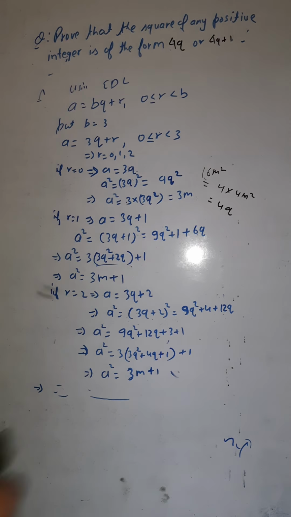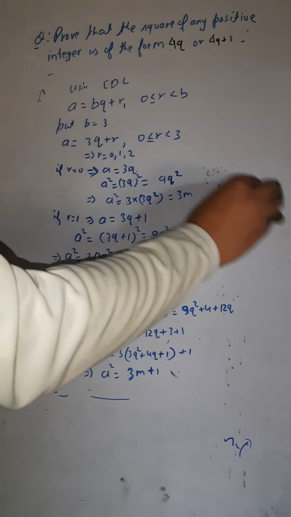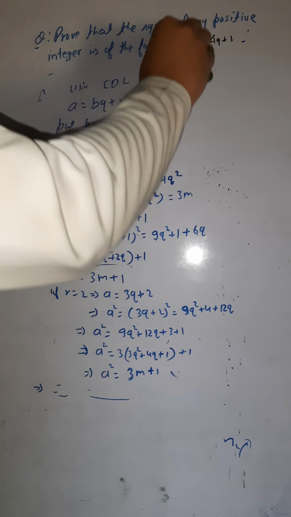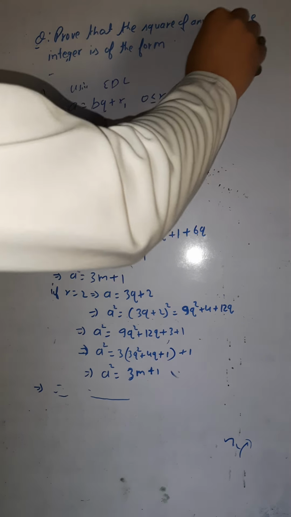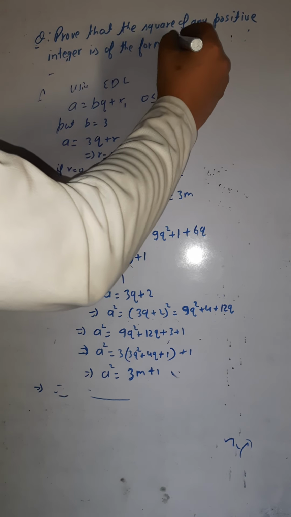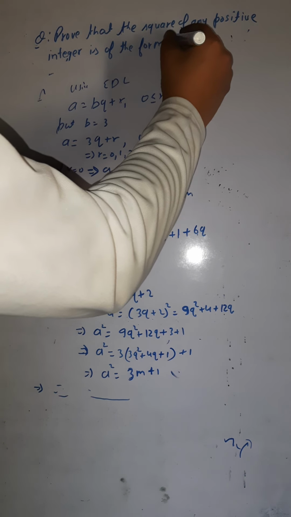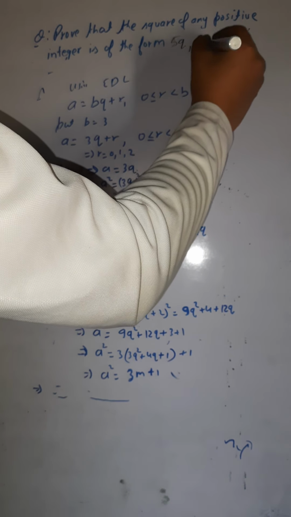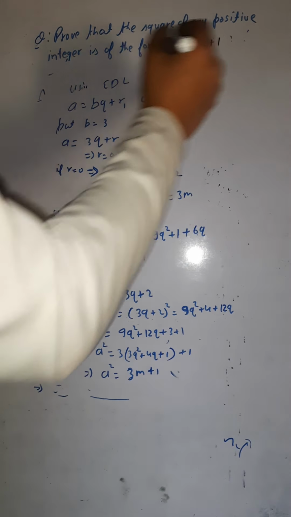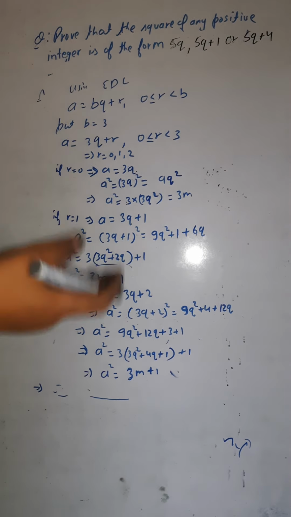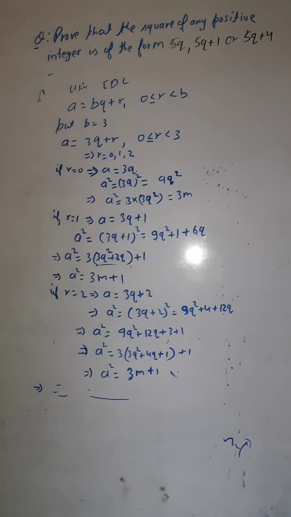Now similar to this, one more question I am having. One more question, write it down. This question you have written: prove that the square is of the form 4q or 4q plus 1. Now write another question. Another question is: prove that the square of any positive integer is of the form 5q, 5q plus 1 or 5q plus 4. Similar to this one also.